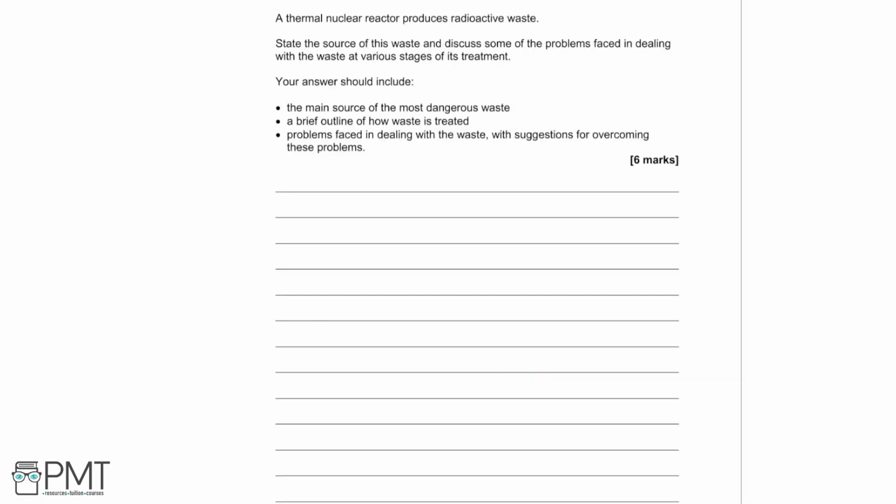The next part of the question says, a thermal nuclear reactor produces radioactive waste. State the source of this waste and discuss some of the problems faced in dealing with the waste at various stages of its treatment.